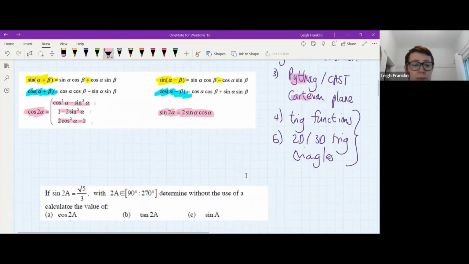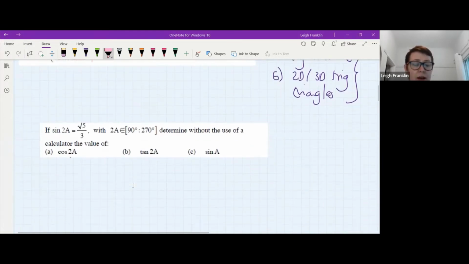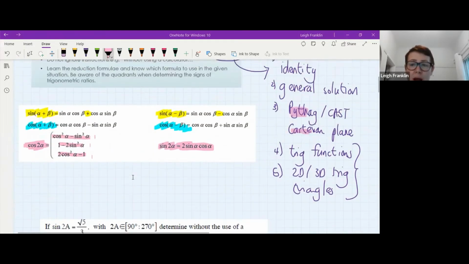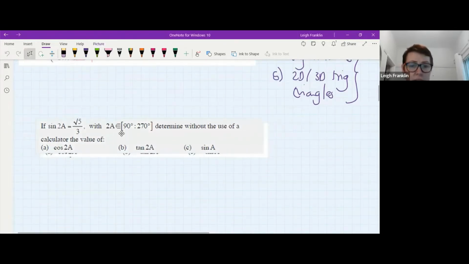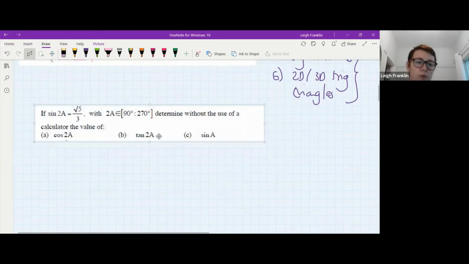Okay, so let's jump straight into it. This question over here is one of these Pythagoras, cast, Cartesian plane sorts of questions. And I want to do this question with you, not really because of question A and question B, but more because of question C, but we'll talk about it when we get there.